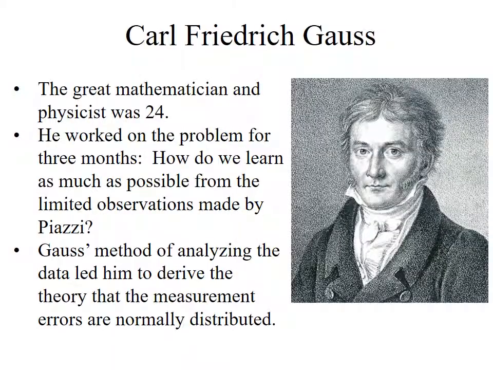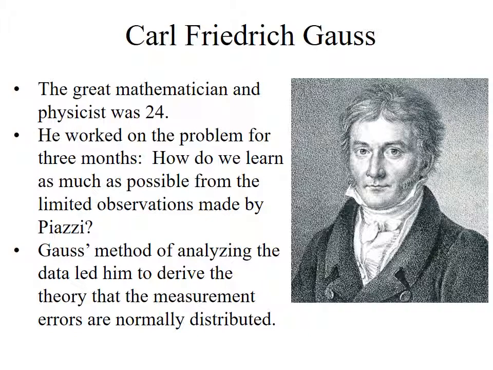where are we going to find it? Let me introduce this fine gentleman. This is Carl Friedrich Gauss, one of the greatest mathematicians in all of human history. He was 24 years old and he was doing amazing stuff already. He worked on this problem for 3 months. How can we learn as much as possible from the observations made by Piazzi? One of his key ideas was that Piazzi's measurements were imperfect. They had errors to them.